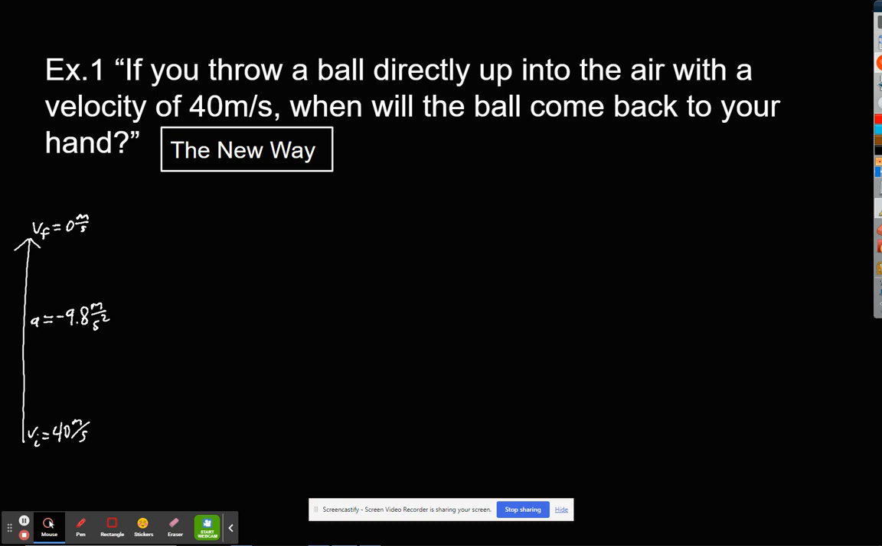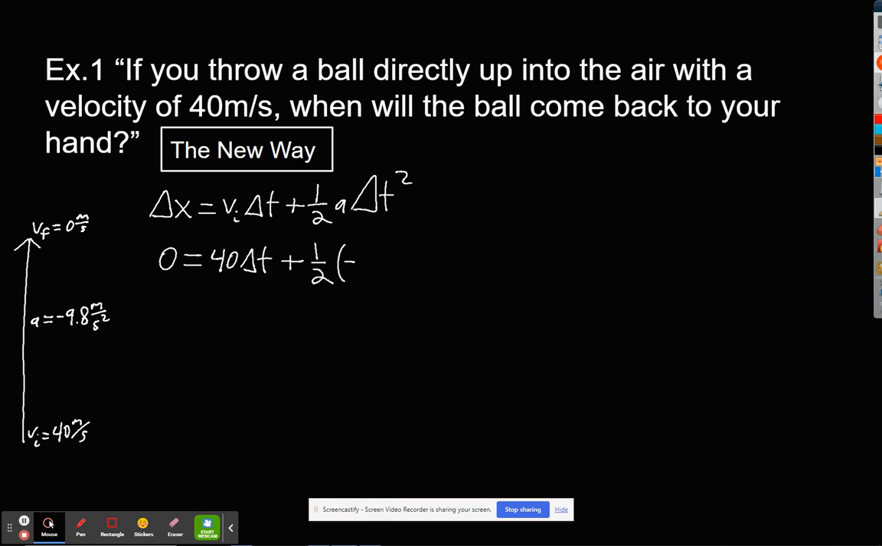Because all we need to start with is our big ugly equation, our displacement equation for an object that has velocity. Initial velocity times time plus 1/2 the acceleration times t squared. We know the displacement. It's going to go up, it's going to come back down, we're going to catch it, so the displacement would be 0. The initial velocity, 40. And the acceleration, negative 9.8.